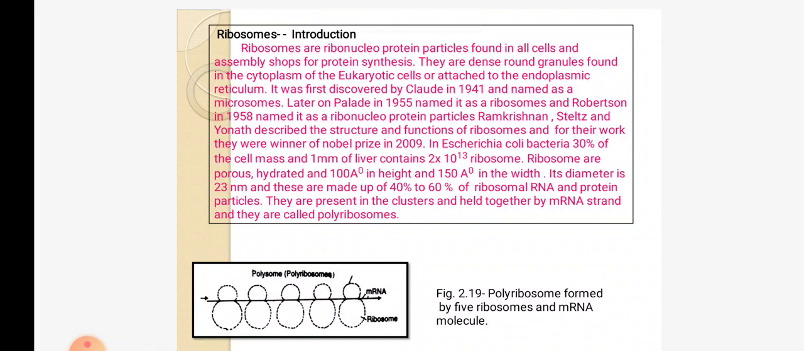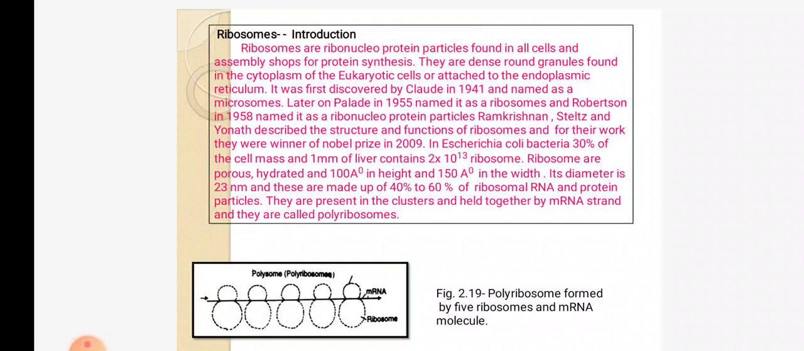E. coli bacteria consist of 30% of the cell mass, and a liver cell contains 2 into 10 raised to 13 ribosomes. Ribosomes are hydrated and 100 angstrom in height and 150 angstrom in width. Their diameter is 23 nm and they are made up of 40 to 60% rRNA and protein particles. They are present in clusters held together by an mRNA strand, and they are called polyribosomes.